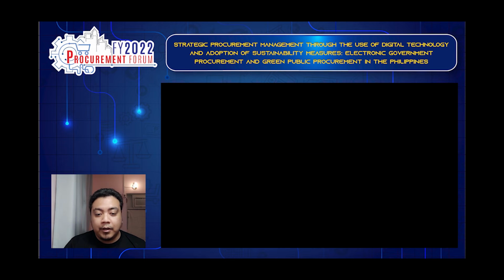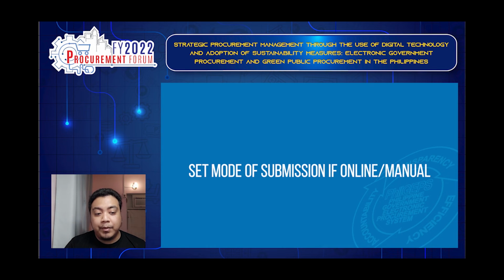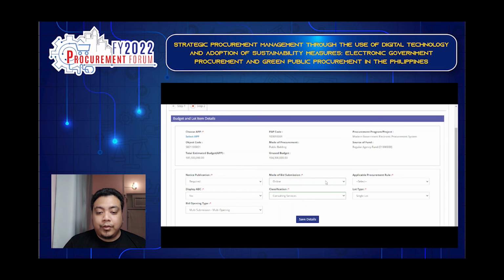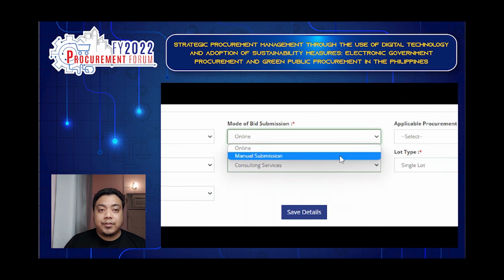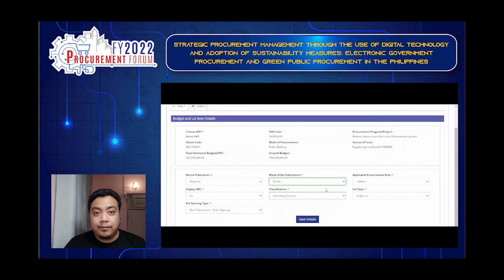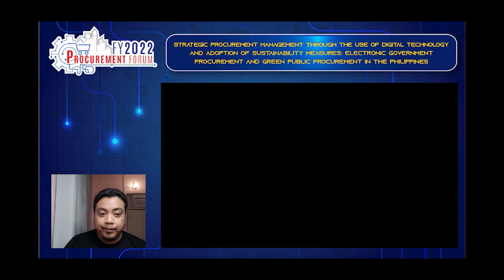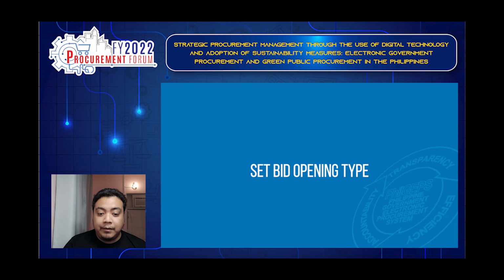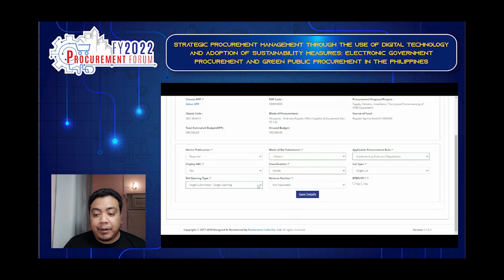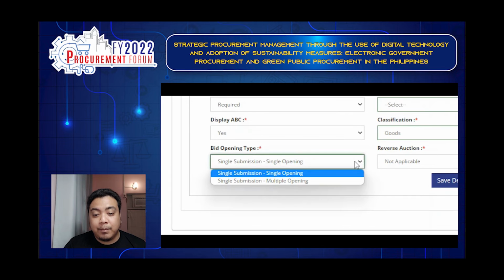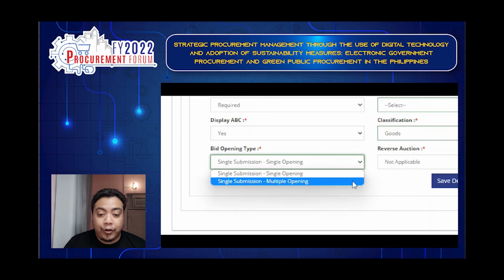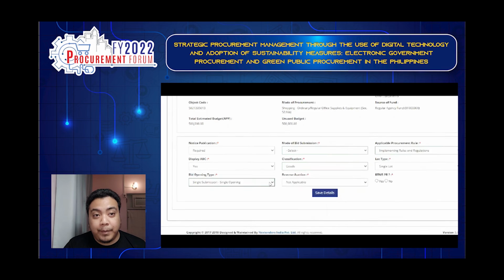Then next, we set the mode of submission, if online or manual. So under the mode of submission, may selection dyan na manual or online. So napaka-importante niyan if ano yung bidding submission natin. Then set bid opening type. So yung opening type, it may be a single submission but single opening, or is it a multiple opening yung gagawin natin.